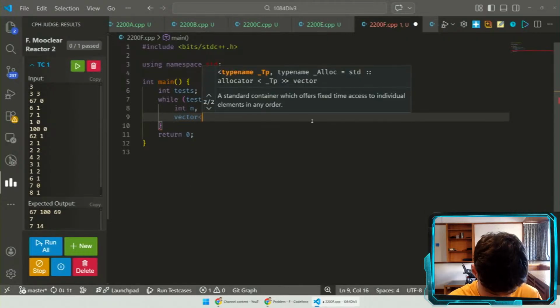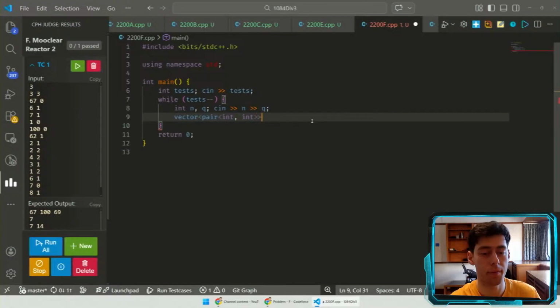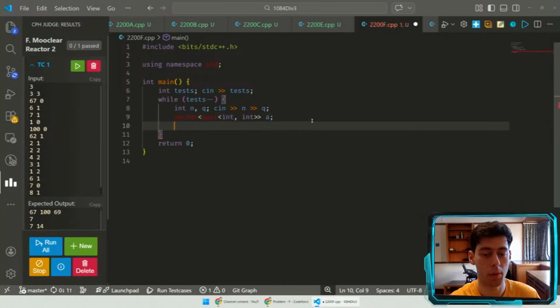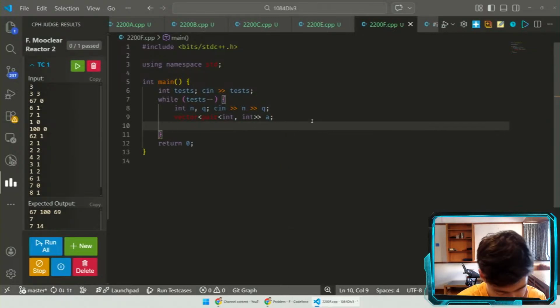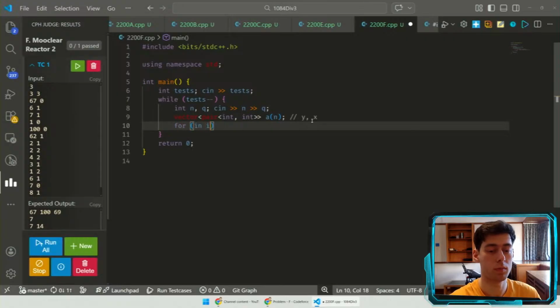So now how do I need to store these points? I need to store them by sorting them. Yeah, I'm just going to store them as pairs. I'm going to call that A. What order do I want them in? I want them in order of Y. So it's going to be YX.